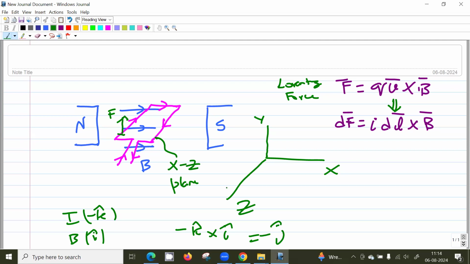So I is minus k cap, and B is towards the right. I dl cross B is downwards, so the force here is downwards. So the force on this left part of the conductor will be downwards. If we take another element here, the same thing applies, the force will also be downwards. So all these forces add, and the net force on this left part will be downward.